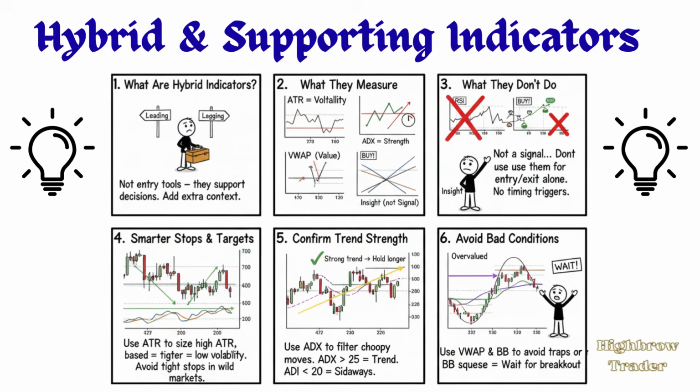Some indicators don't fit neatly into the leading or lagging category. These are called hybrid or supporting indicators, and they give extra context, not direct entry signals. They don't predict like RSI, and they don't confirm like moving averages. Instead, they measure volatility, trend strength, or price deviation to help you manage trades smarter.